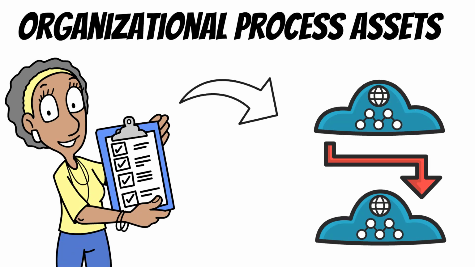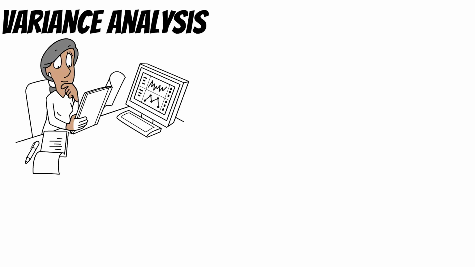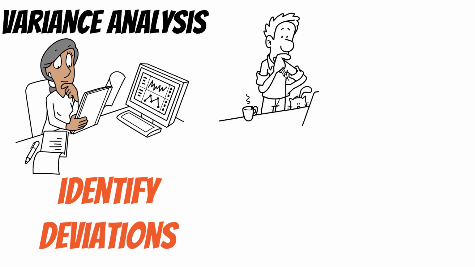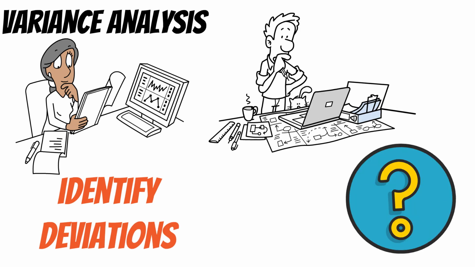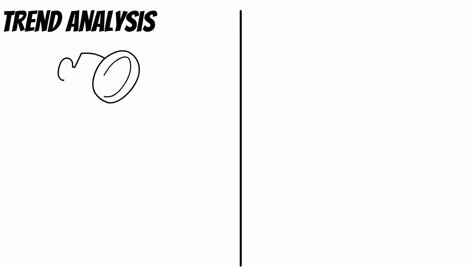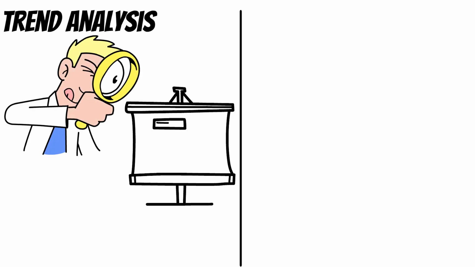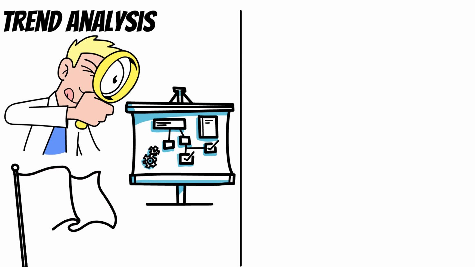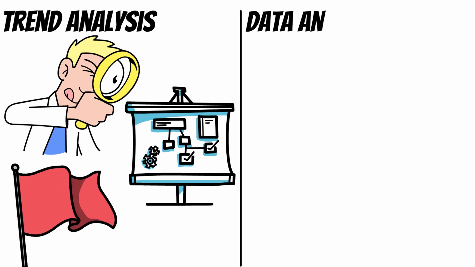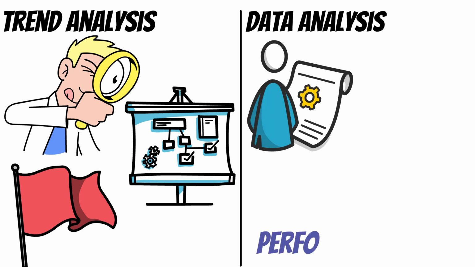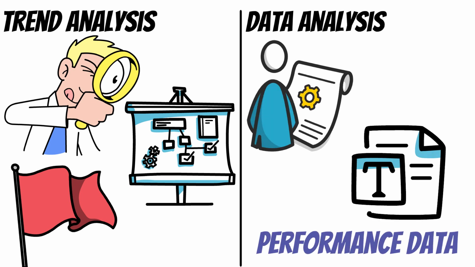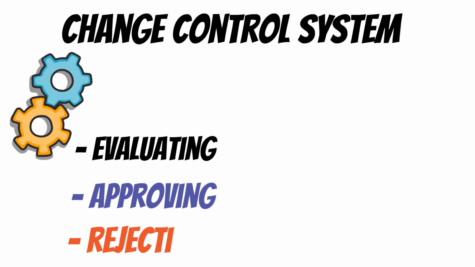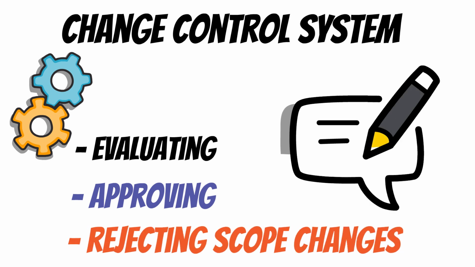Next are tools and techniques. These are variance analysis, which compares actual scope performance with the plan to identify deviations. If something isn't going as planned, this analysis helps figure out why. Trend analysis looks at past scope changes to predict future ones. If a project is constantly seeing changes in scope, it might be a red flag. Data analysis includes reviewing stakeholder requests, performance data, and scope documentation to assess whether changes are needed. Change control system is a formal process for evaluating, approving, or rejecting scope changes. This ensures every change is documented and justified.